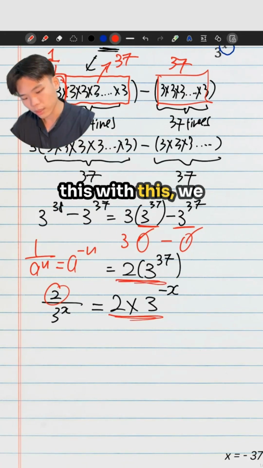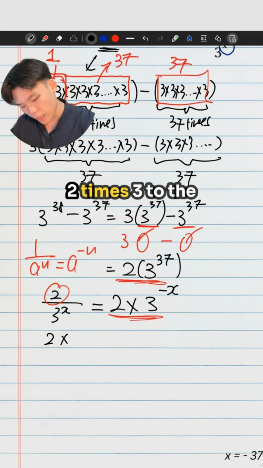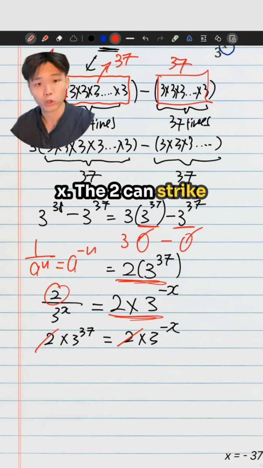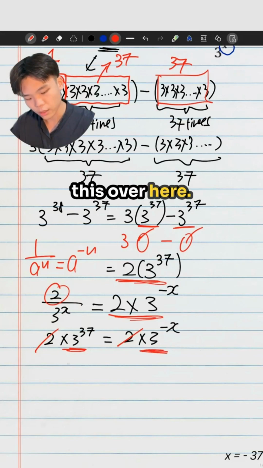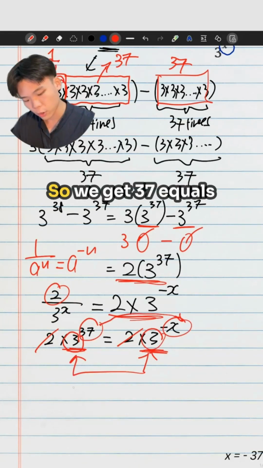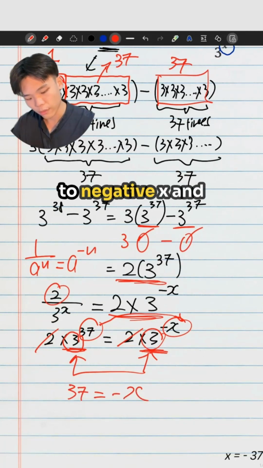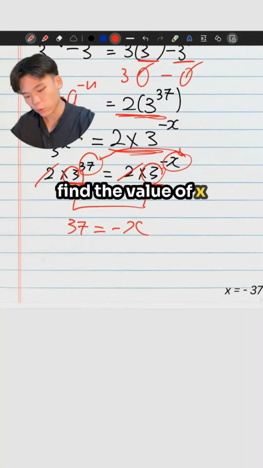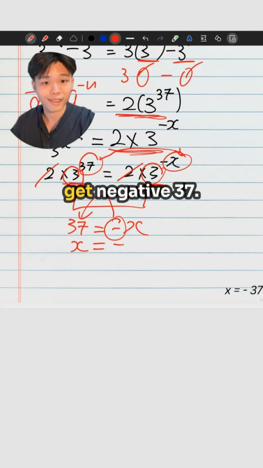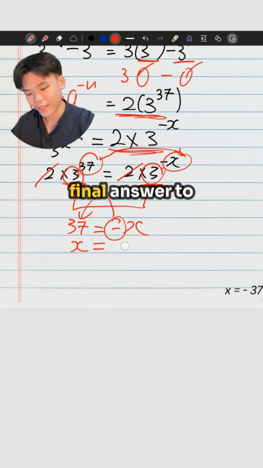Comparing this with this, we essentially have 2 times 3 to the power of 37 equals 2 times 3 to the power of negative x. The 2s can cancel each other out, and then we get this over here. Now, since this base and this base are the same, we can directly compare their powers. So we get 37 equal to negative x. And since we want to find the value of x, x will be the subject of the equation, so we just have to shift this negative sign to the other side, and therefore we get negative 37. And that is the final answer to this question.